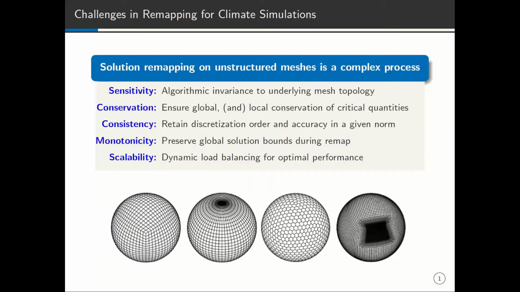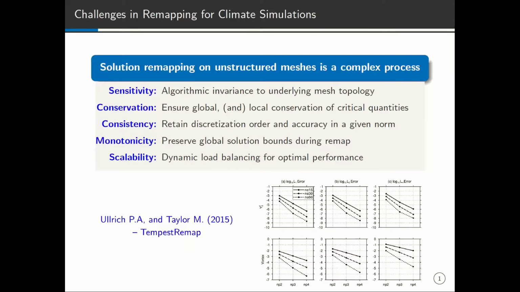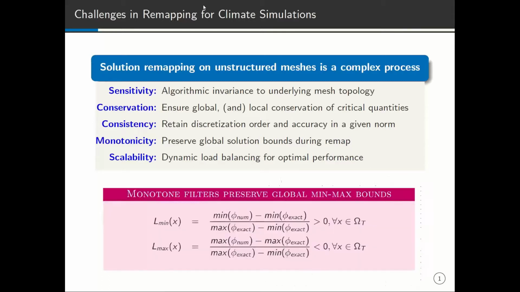So solution remapping on unstructured meshes is a pretty complex process. What we want to measure when we transfer the fields from a source grid to a target grid are some of these key metrics. One is insensitivity to the underlying grid mesh topology. Next is a conservative projection going from source to target. Is it globally conservative or locally conservative? And consistency, which shows whether the discretization order and accuracy is preserved when we do the projection between the grids.